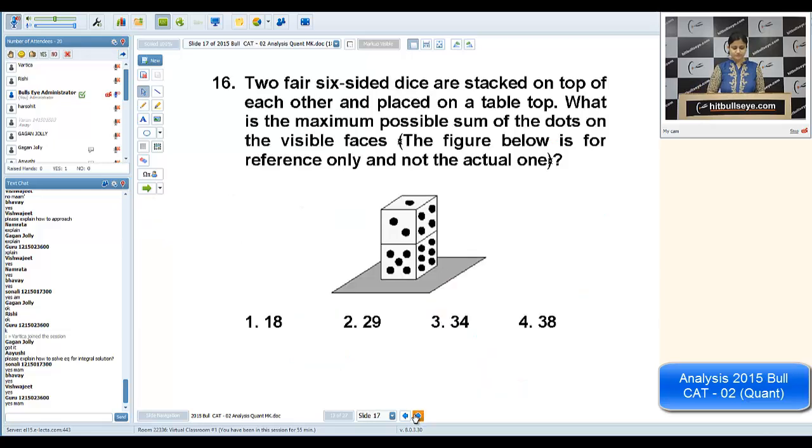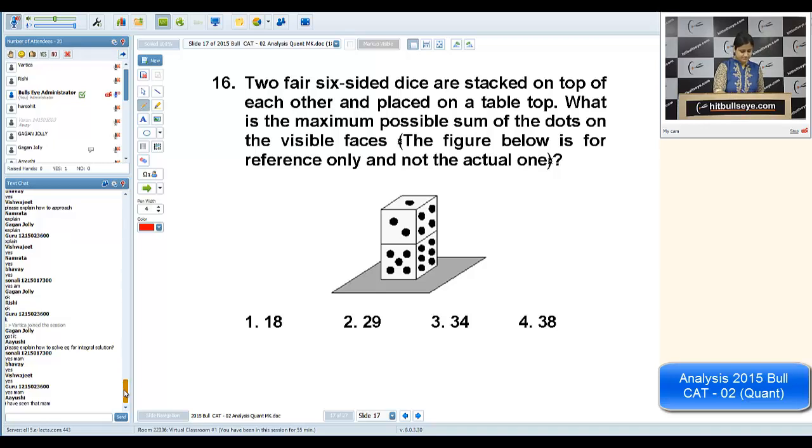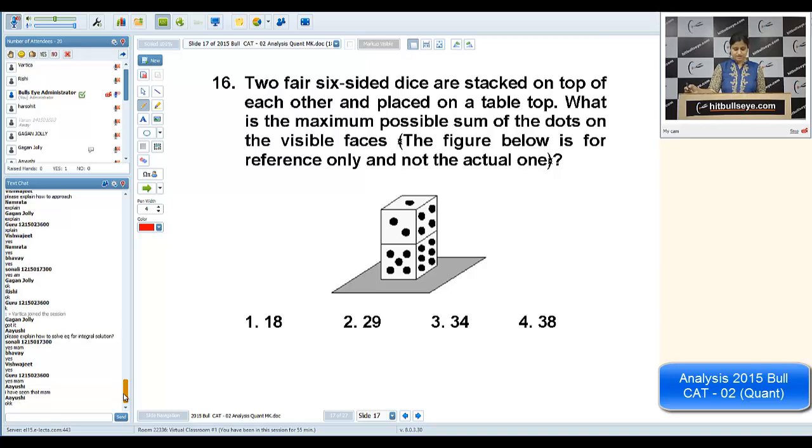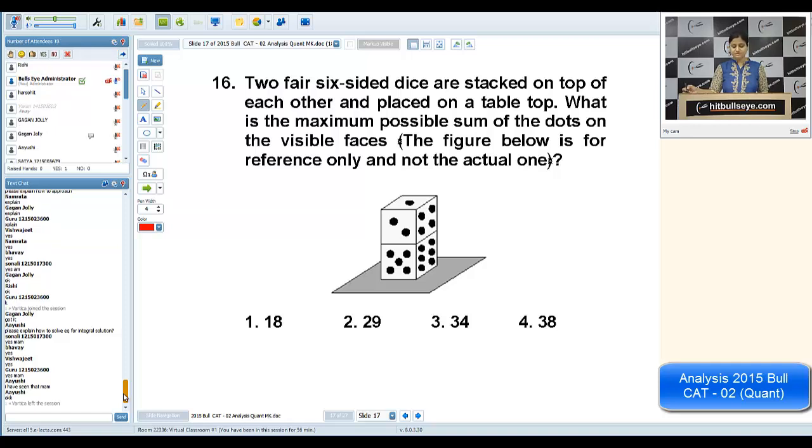Okay, let us move now. Question number 16. Ayushi will discuss it later. Okay, question number 16. I think somebody had a problem in this question. It says two fair six-sided dice are stacked on top of each other and placed on a tabletop. What is the maximum possible sum of the dots on the visible faces? The figure below is for reference only and not the actual one.